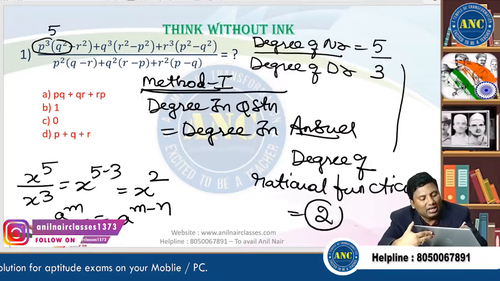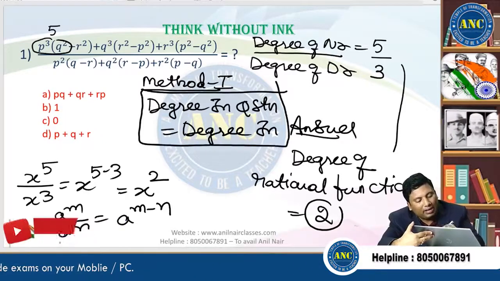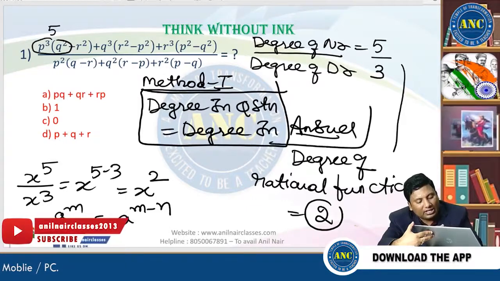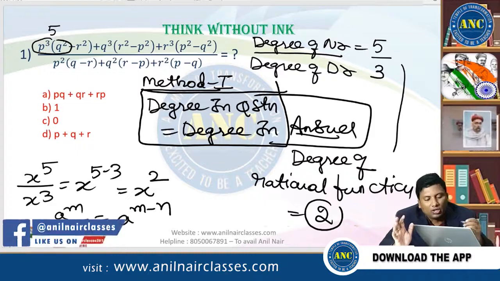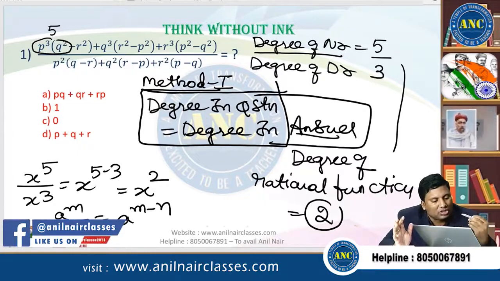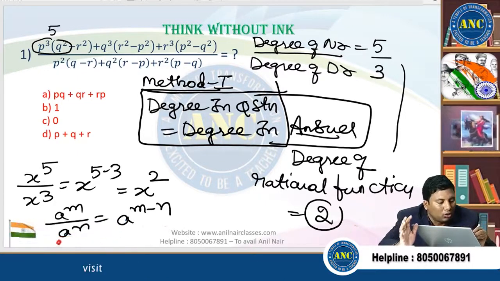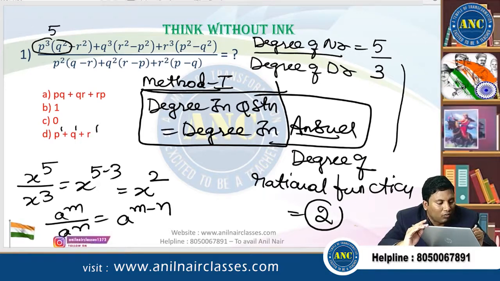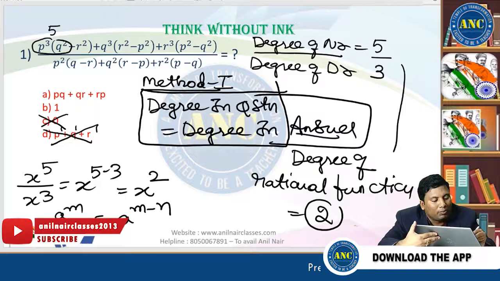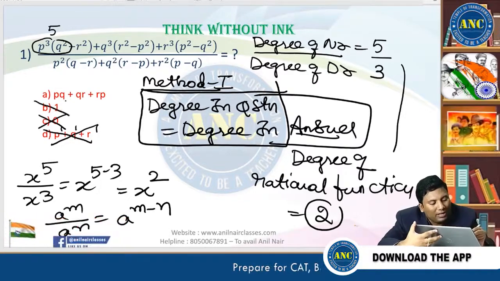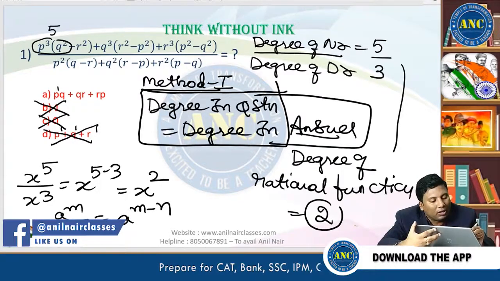Method 1 says if the question contains variables and answer contains variables, check whether the degrees are matching. So degree of the rational function is 2. In the answer also it should be 2. Here it is 1. Degree is 1. It cannot be. 0 means degree is 0, 1 means degree is 0. PQ, 1, 1.